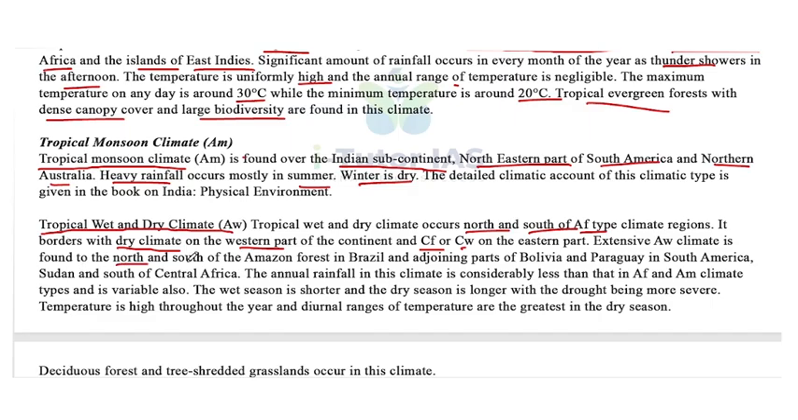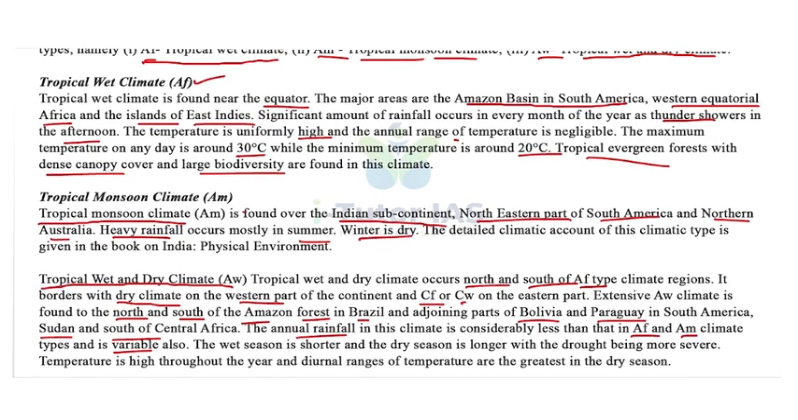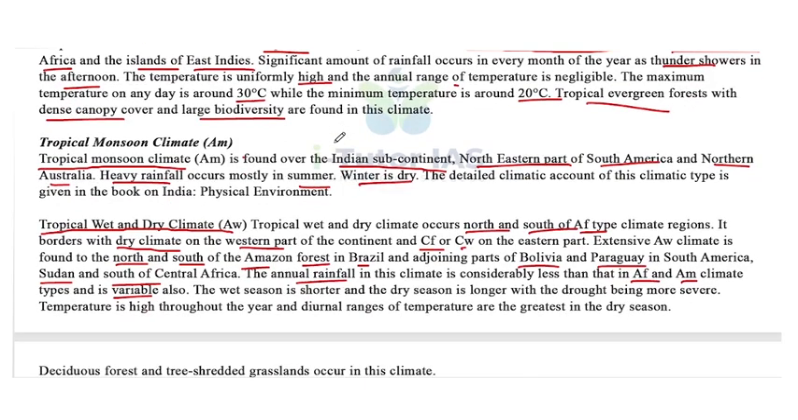Extensive AW climate is found to the north and south of the Amazon forest in Brazil and the adjoining parts of Bolivia and Paraguay in South America, Sudan, and south of Central Africa. The annual rainfall in this climate is considerably less than that in AF, the tropical wet climate, and AM, the tropical monsoon climate, and is variable also.